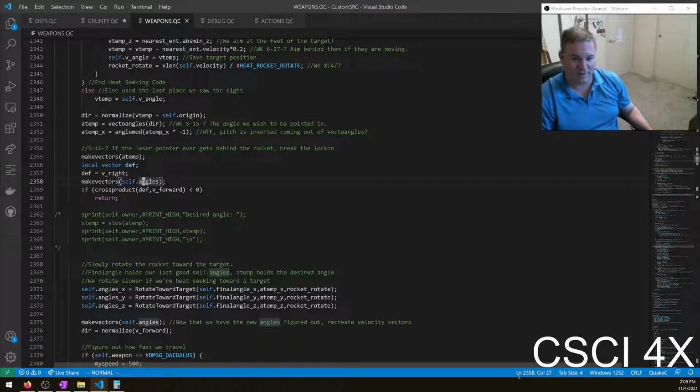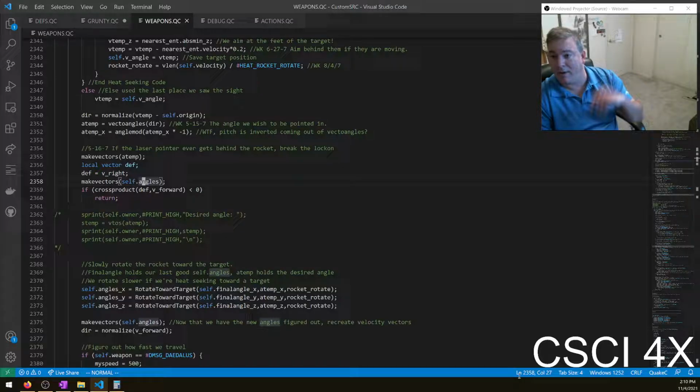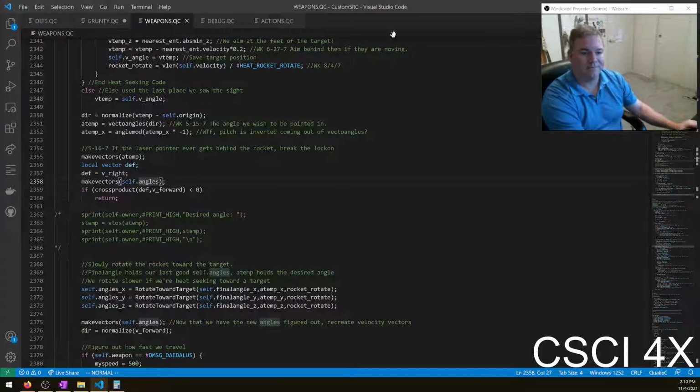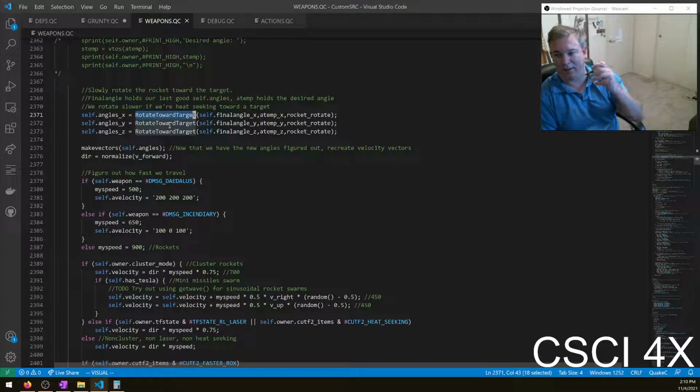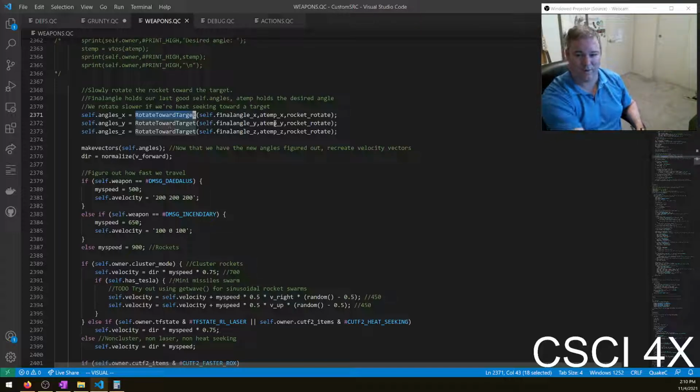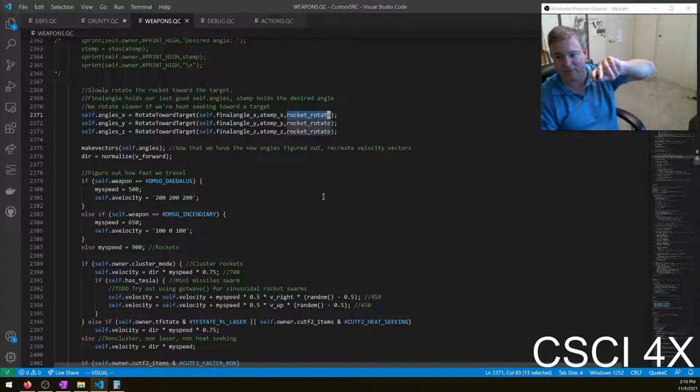And so this was an addition I made 14 years ago that will break the lock on if the dot's ever behind the rocket. Then it will rotate towards the target, and this function here will allow it to rotate at a certain speed, so it doesn't just have infinite rotational speed. It actually has a variable here called rocket rotate that holds the fastest it can turn in midair. And that's, again, a gameplay thing, so that you can't have these super agile rockets.